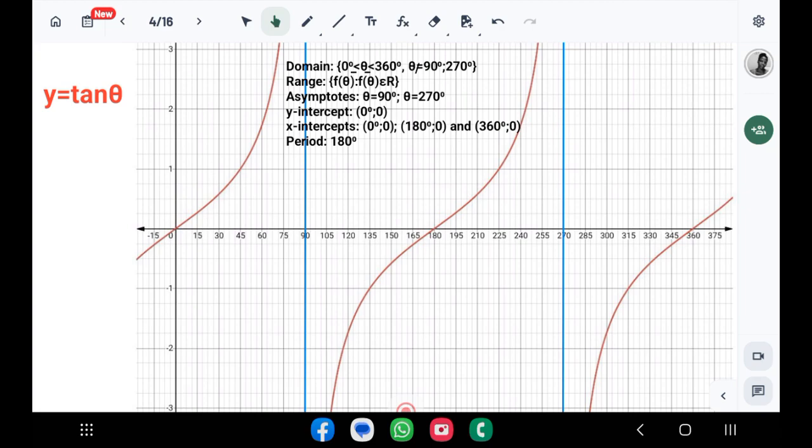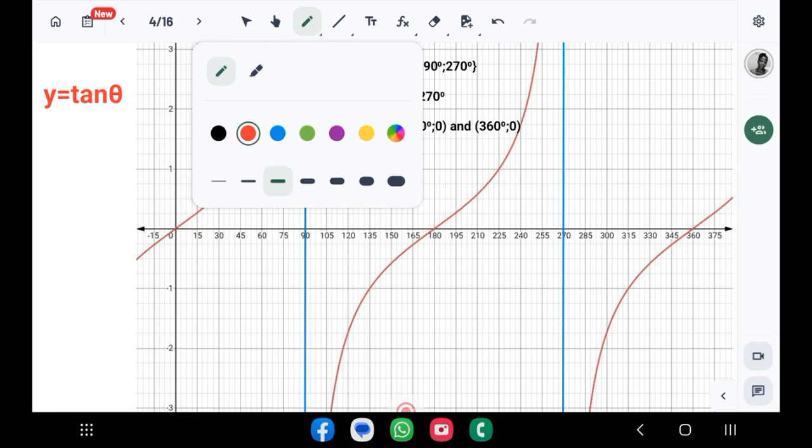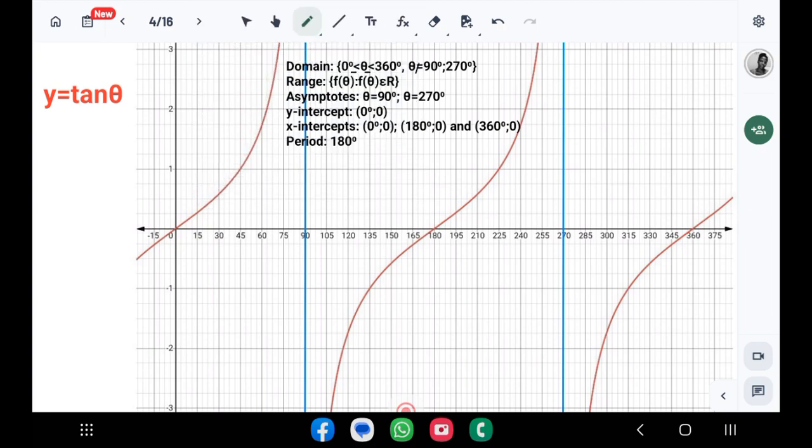Now you are able to see that very well between 90 degrees and 270 degrees in this instance. However, if you were to take this piece on the last bit and match it to this part, you will get another complete graph. Let me show you what I'm talking about. So they do match each other.